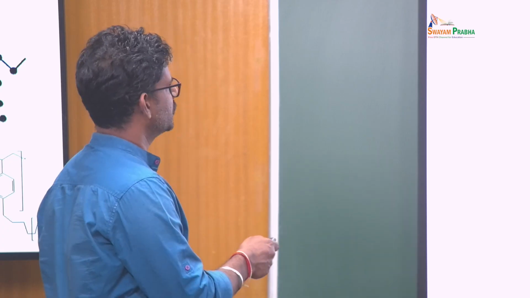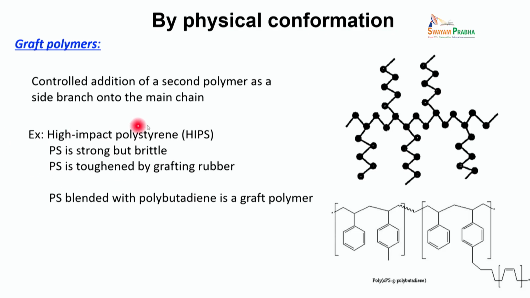Polystyrene is a very brittle polymer. Okay. When you add a rubbery material on the side chain, you can actually introduce flexibility to polystyrene. Okay. And it can actually be tougher. Okay. So, an example of this is high impact polystyrene. Polystyrene naturally is very strong, but it is also very brittle, it is easy to break.